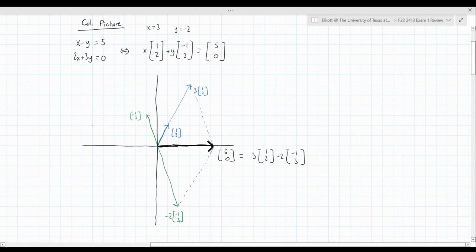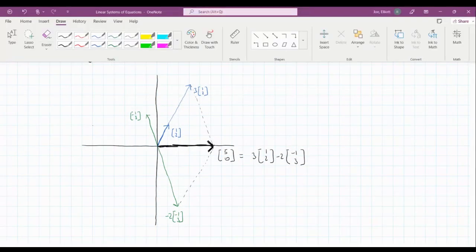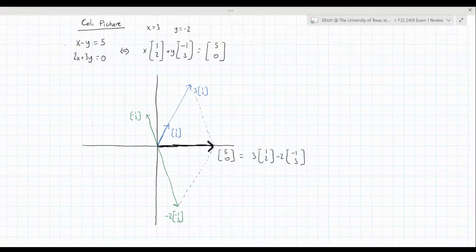All right, so there are different insights that you can gain from looking at the row picture and the column picture, okay? For the column picture, the main insight that we get from it is that in order for the system of equations to have a solution, this vector on the right-hand side has to be a linear combination of the column vectors on the left in order for there to be a solution. So that's the main insight that we get from the column picture, okay?